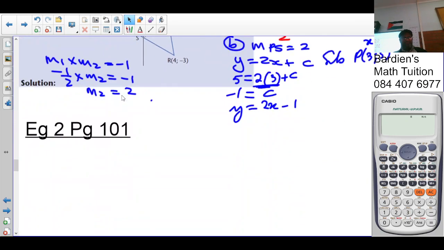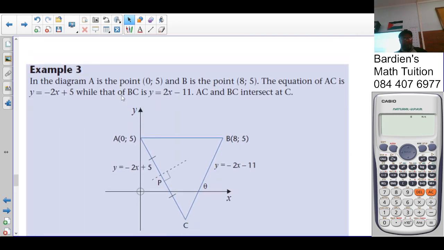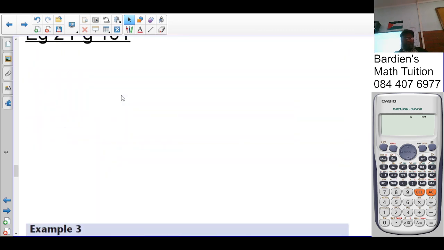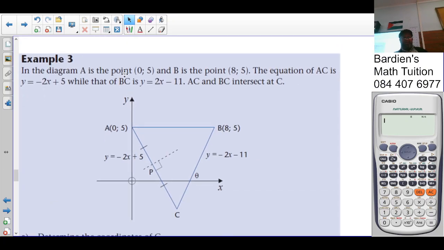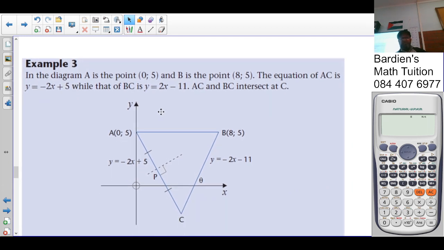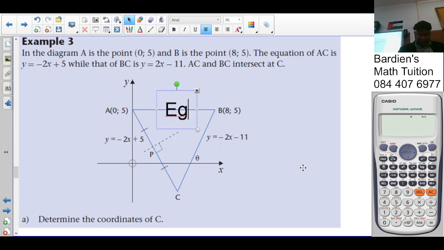Okay, so you haven't done this question yet? No. Is that where we stopped yesterday? Okay. Then I gave you homework on 4.5. No? Or is it 4.6? 4.6. So now we're looking at example 3. Which page is this on? 102.